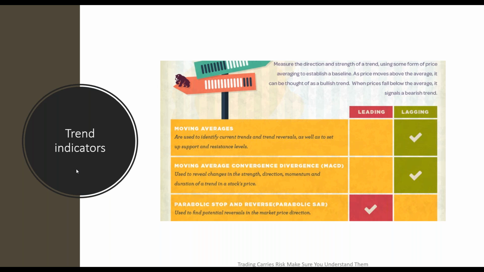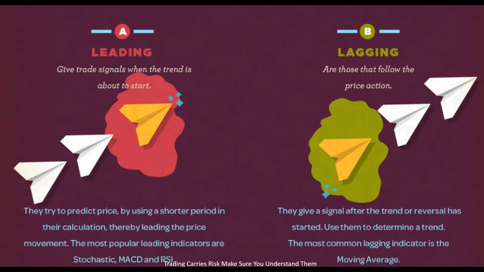You see, one is a leading indicator, parabolic stops and reverses. I've never used it. I don't know anybody who has used it. Okay. Two of the most popular ones that are used in the market are moving average and MACD, and they're both lagging indicators. So remember, leading and lagging, it's important to understand.